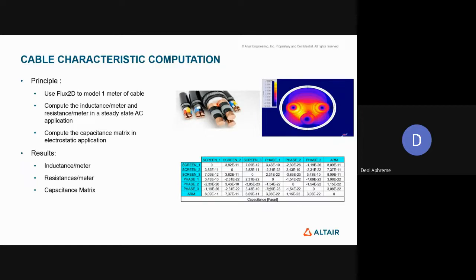You want to compute the inductance per meter and the resistance per meter in steady state as an AC application, because they are the characteristics of your cable. They basically refer to the data sheet of your cable. Even before putting into service, as a designer, that is the data sheet of your cable. And then compute the capacitance matrix in the static electrostatic application. So the electric capacitance matrix can also be simulated.